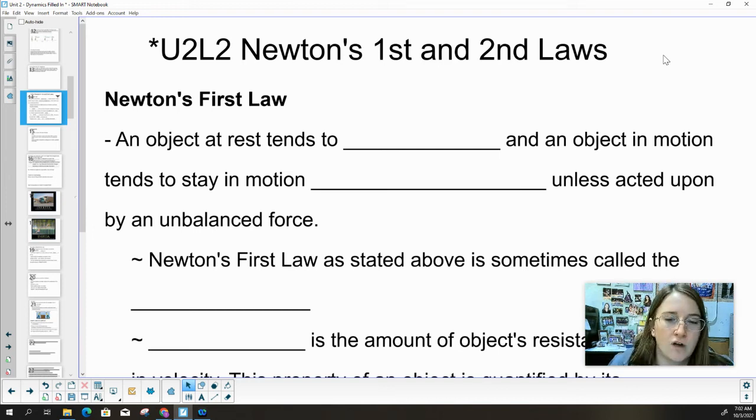Okay, lesson 2. We're starting off with Newton's laws. So these first slides are going to be just talking about the laws. We're going to jump in here first and then keep building. So Newton's first law. Some of these things, again, should sound familiar to you.